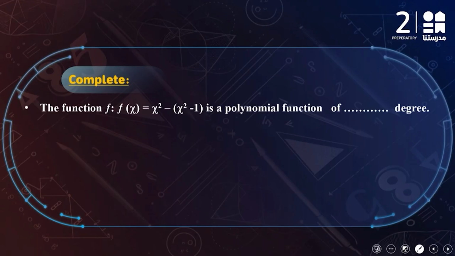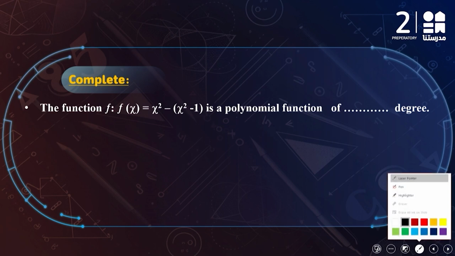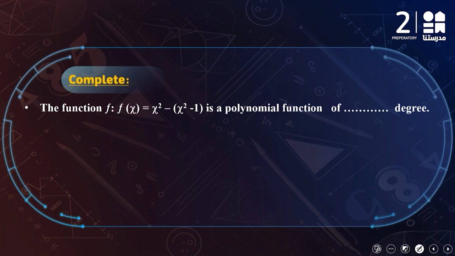Okay. Before finding the degree, the function should be simplified. So here in the first example, the function f of x equals x squared minus x squared minus 1 is a polynomial function of which degree here? First, you should simplify it. Here you have x power 2 minus x power 2. You can cancel both of them. Now it will be function of x equals 1. So it will be 0 degree. So before you find the degree of the polynomial function, you should simplify it first.